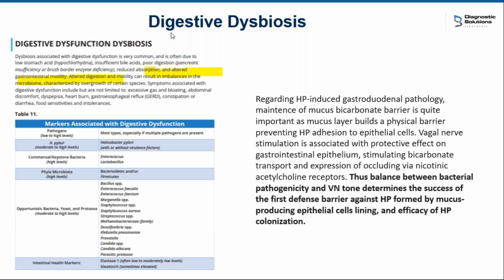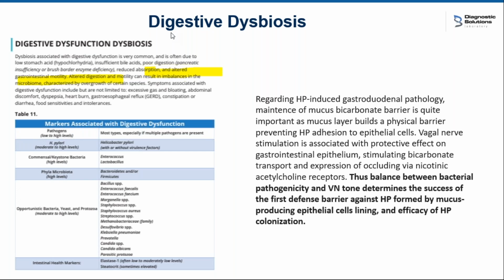But then the other thing is to really draw to your attention the importance of a really healthy mucosal barrier or mucus layer in the gut, because what it does is it serves as a physical barrier. So having a proper maintenance, or I should say proper, nutrient and digestive pH, osmolality, all that supplies a proper mucus bicarbonate barrier, literally research says can be like one of the determining factors of whether someone has this H. pylori overgrowth or infection versus someone who doesn't. And that's because the vagus nerve stimulation is associated with protective effect on the epithelium and stimulating bicarbonate transport and expression of occludin via nicotinic acetylcholine receptors.